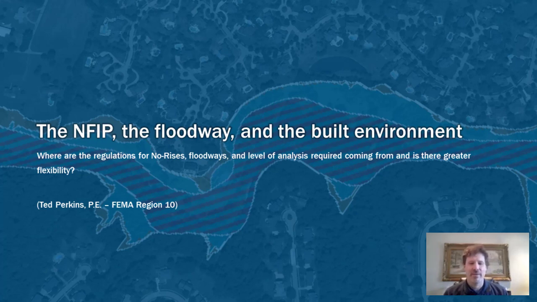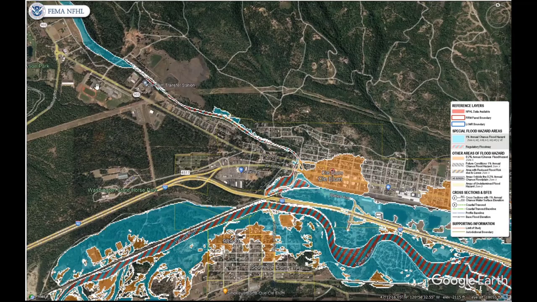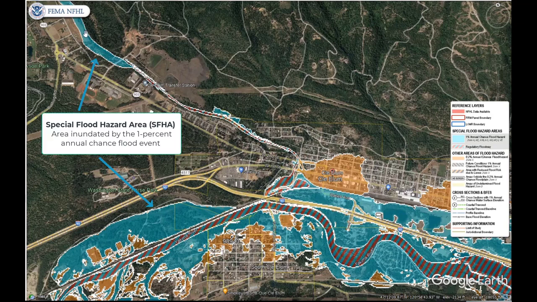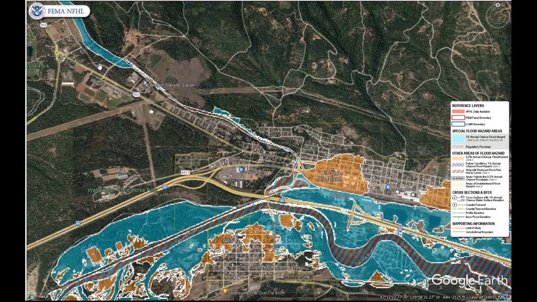Hi, I'm Ted Perkins. I'm a hydraulic engineer for FEMA, and what I do, along with Wendy, who's here today, is oversee the flood maps that we do for the National Flood Insurance Program. So you can see in this upper reach, you see a blue area that delineates the 100-year flood or the 1% chance probability flood. And this is basically showing what the flooding extent could potentially be with a flood that has a 1% probability of occurring in any given year.